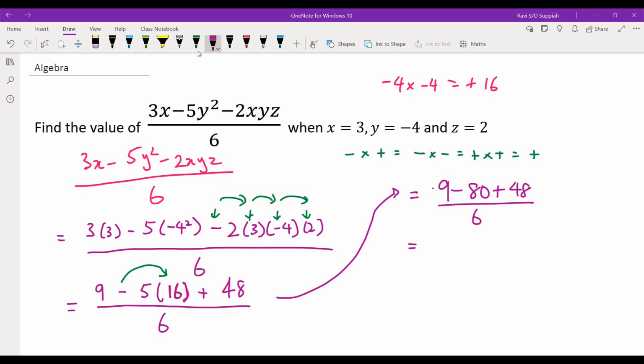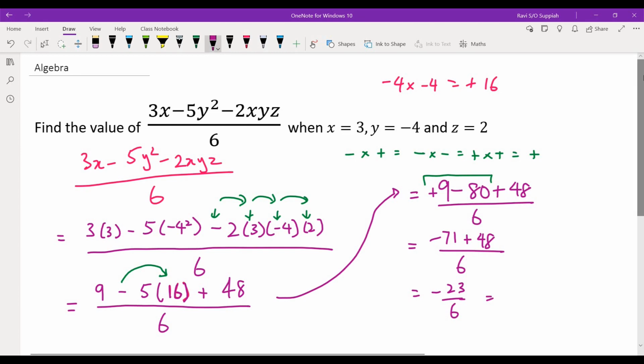For the 9 there is a plus. If you focus on just the first two terms first, plus 9 means you get $9, you give away $80, which means you still owe $71, plus 48 over 6. So minus 71 plus 48 will give me minus 23 over 6, and putting that as a mixed number, you get minus 3 and 5 over 6. So that is the final answer here.